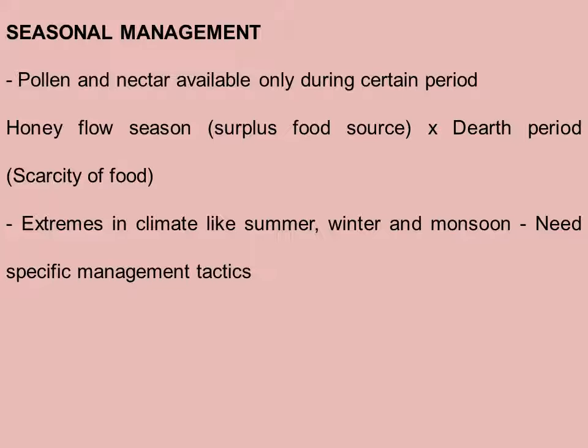Seasonal management. Pollen and nectar are available only during certain periods, we know that. Honey flow season is the surplus food source, and dearth period is when there is a scarcity of food. So one has to manage in which season there is surplus food and when there is less food, that is, the dearth period. Extremes in climate like summer, winter and monsoon need specific management tactics, which we'll discuss.